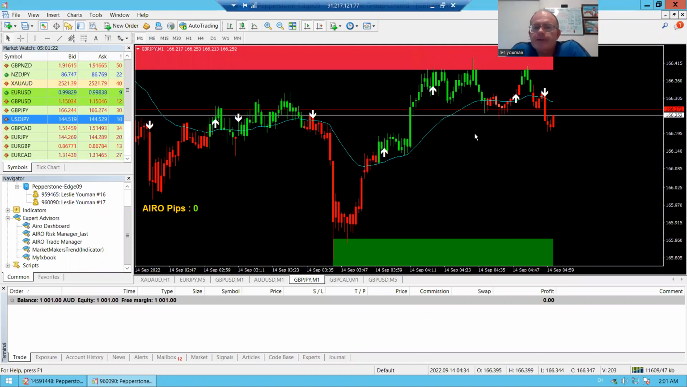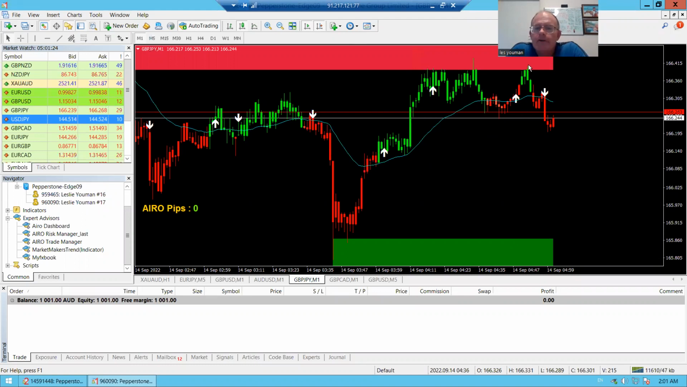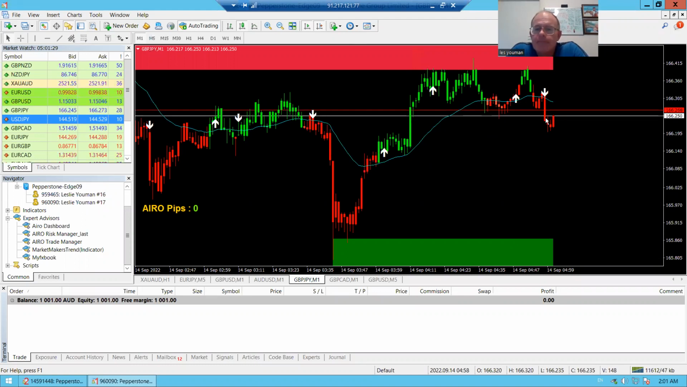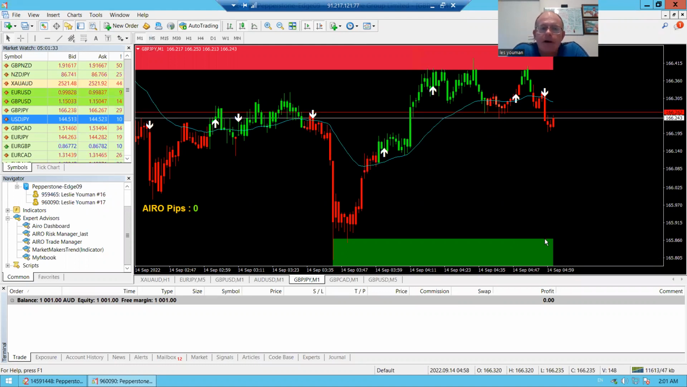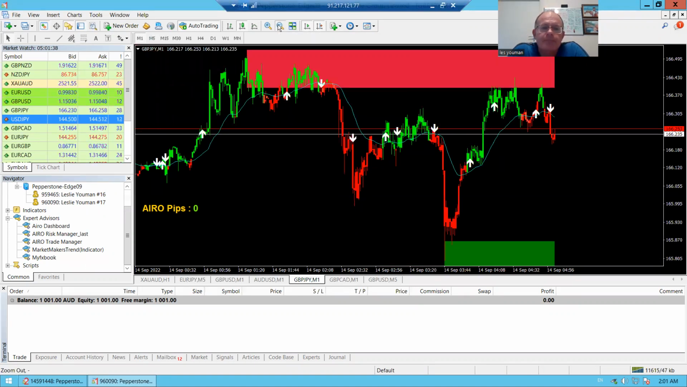Okay, let's check this out. We have bounced off resistance. We've got an arrow and we've got a long way down to support. So I think, without much further ado, that would be a good trade.